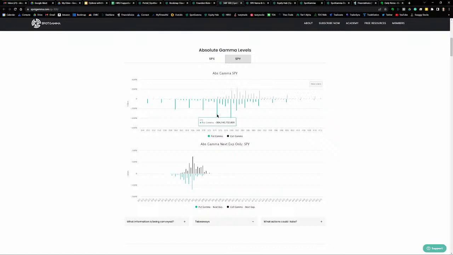And then the put wall shifted down to the 375 strike. And that is the strike with the highest net negative gamma. And the call wall is here at 390, and that is the strike with the highest net positive gamma.